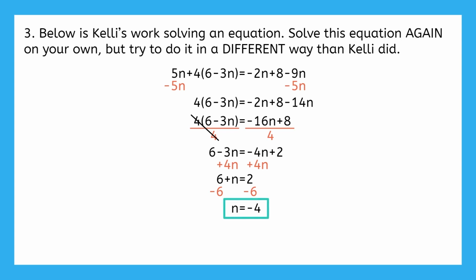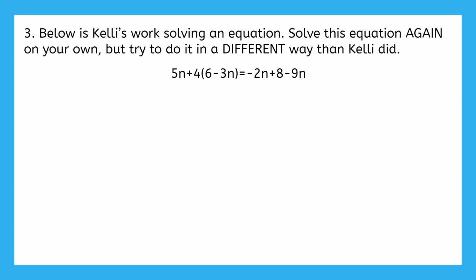Let's do one more method together. Maybe I want to start by getting all of the variable terms to one side before I do any more simplifying. So in that case, I can cancel the negative 2n and the negative 9n on the right. To cancel negative 2n, I would add 2n to both sides. I could combine with the 5n on the left to get 7n plus 4 times 6 minus 3n.